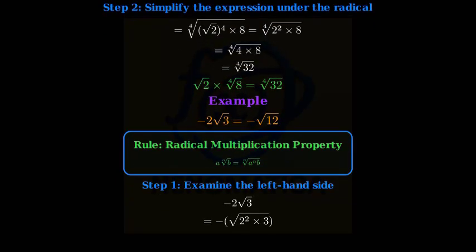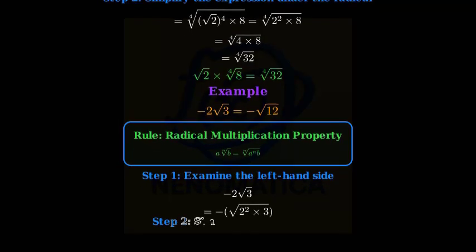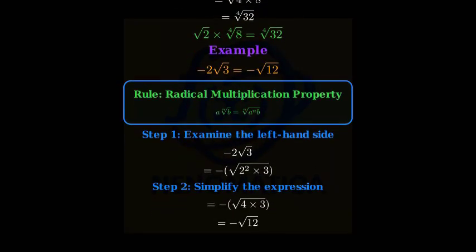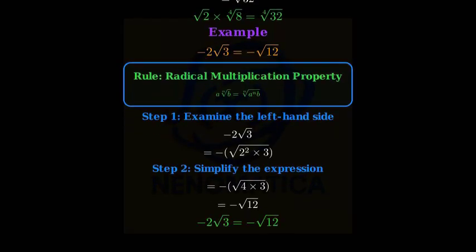According to our property, we can rewrite this as negative 1 times the square root of 2 squared times 3. Now we simplify under the radical. 2 squared is 4, and 4 times 3 equals 12. So our expression becomes negative square root of 12. And that's exactly what the right-hand side of our original equation was. So we verified that negative 2 times the square root of 3 equals negative square root of 12. We want to simplify the expression.